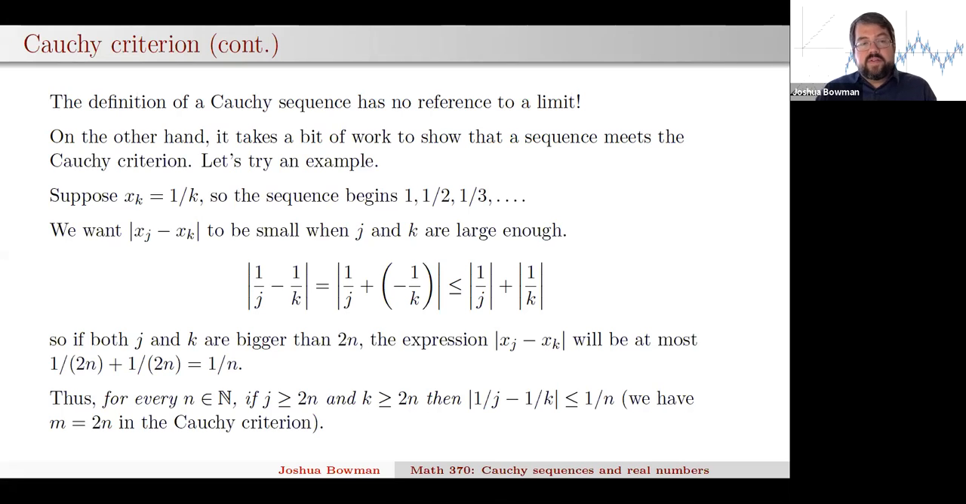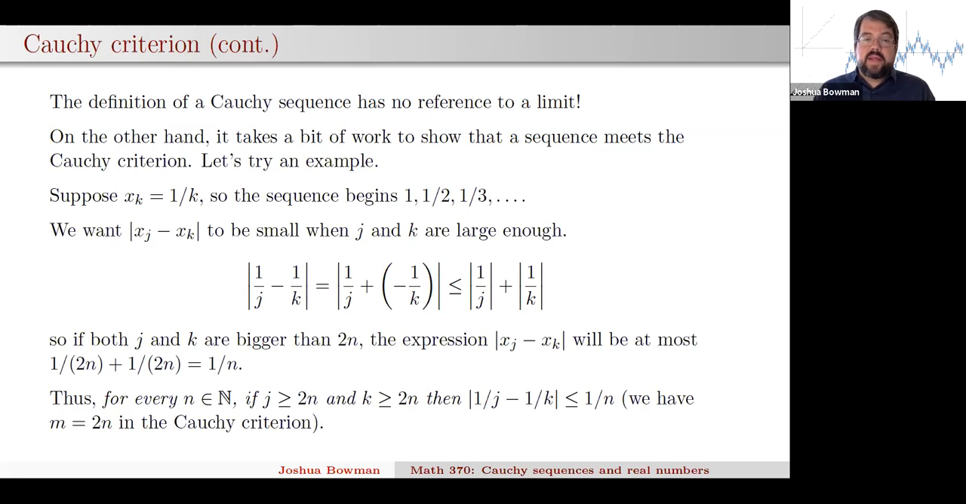Let's suppose that our sequence has x sub k equal to 1 over k. So it starts out 1, 1/2, 1/3, and so on. We want to make sure that the absolute value of xj minus xk is small when j and k are large enough. So when j and k are indicating we're far enough out in the sequence.